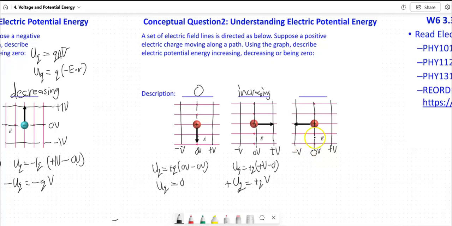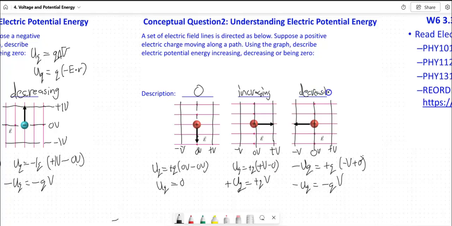Finally, the positive here is moving downstream. And if it's moving downstream, its voltage is decreasing, and so its potential energy is decreasing, right? Positive Q, negative V plus 0 is the starting voltage. So this is just going to, again, be negative Q times V. So this is decreasing.